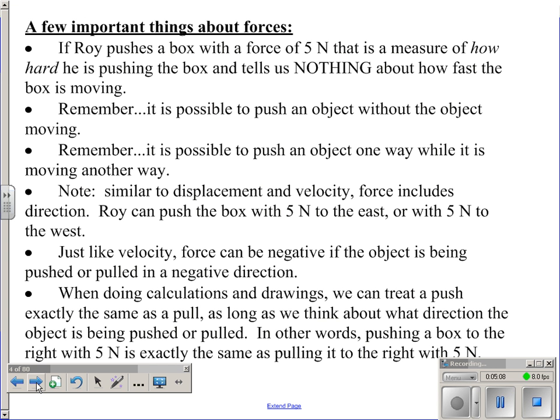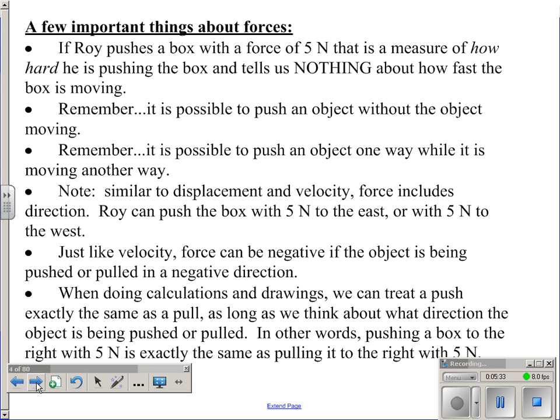Okay. Remember, it's possible to push an object one way while it's moving in another way. If you imagine something rolling forwards and you try to stop it, maybe like a heavy shopping cart or something, if it's rolling forwards and you try to stop it, what's going to happen is it's going to be rolling forwards while you push it backwards. And for a brief amount of time, it'll still be rolling forwards and slowing down because you're pushing it backwards.